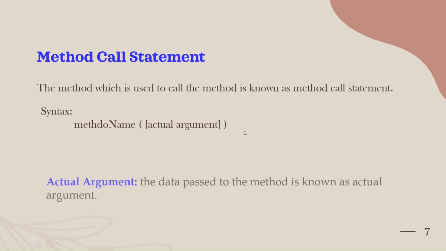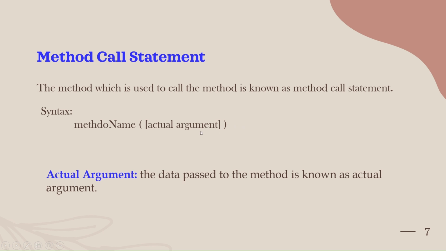And the next one is the actual argument. The argument which is passed dynamically, meaning at real time, is called an actual argument. When you run the program, you have to give an input. That input is called an actual argument. So the data passed to the method is known as an actual argument.